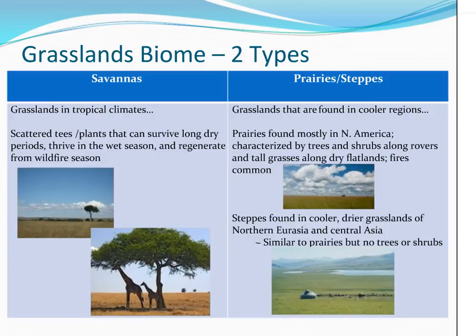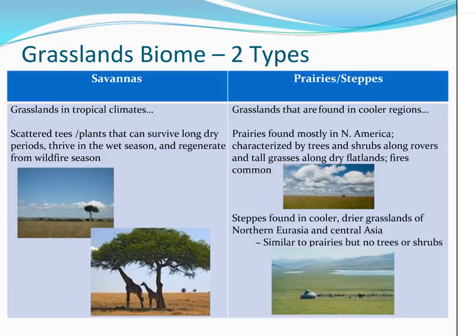And then the prairies and the steppes are generally found in cooler regions. Prairies are found in North America primarily, and they're characterized by trees and shrubs along rivers and tall grasses along dry flatlands. And fires are common here.